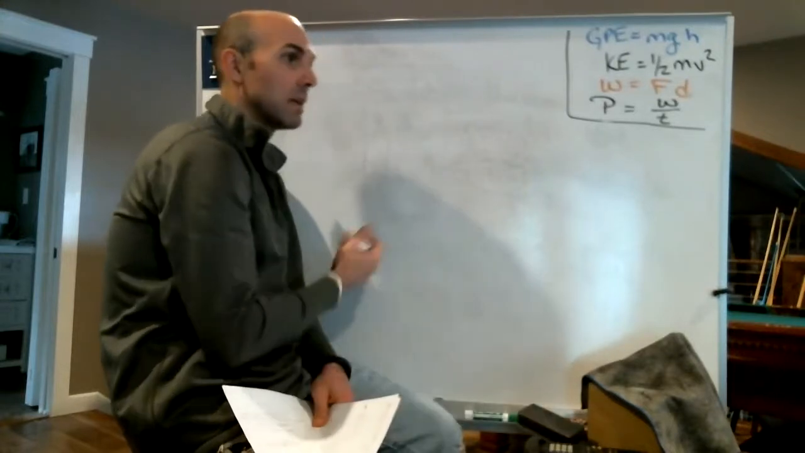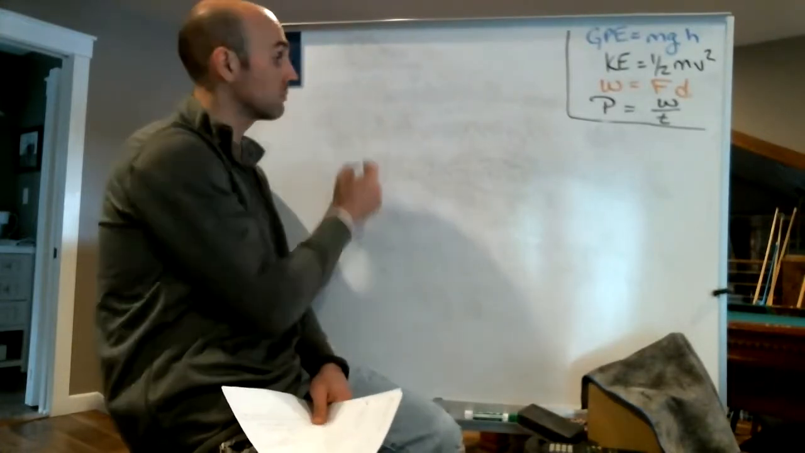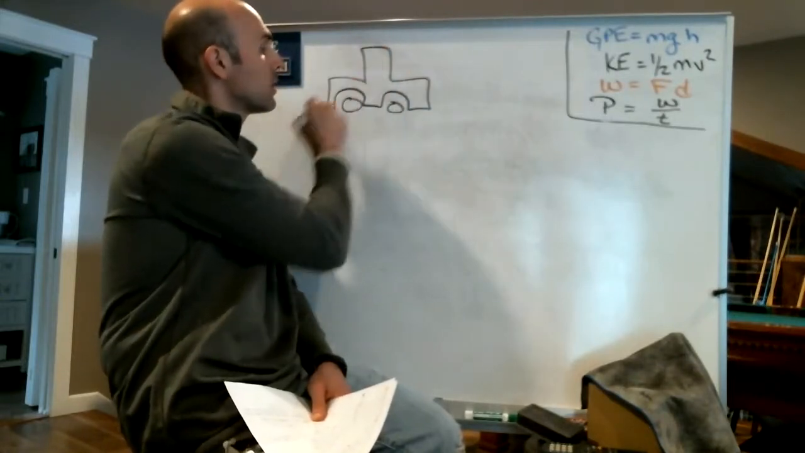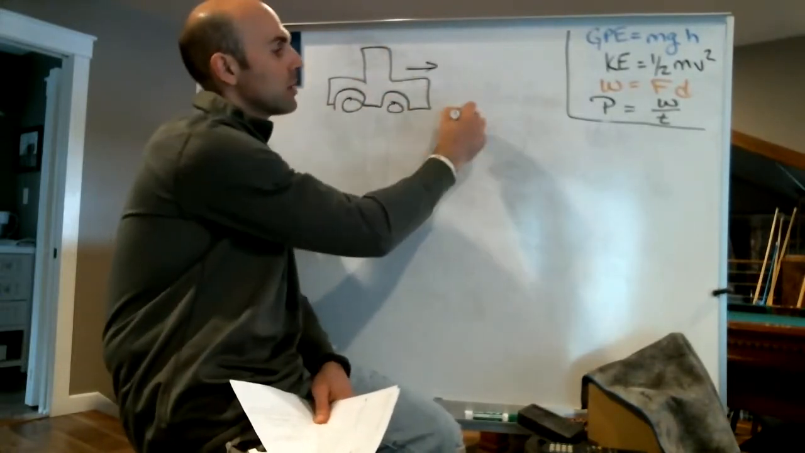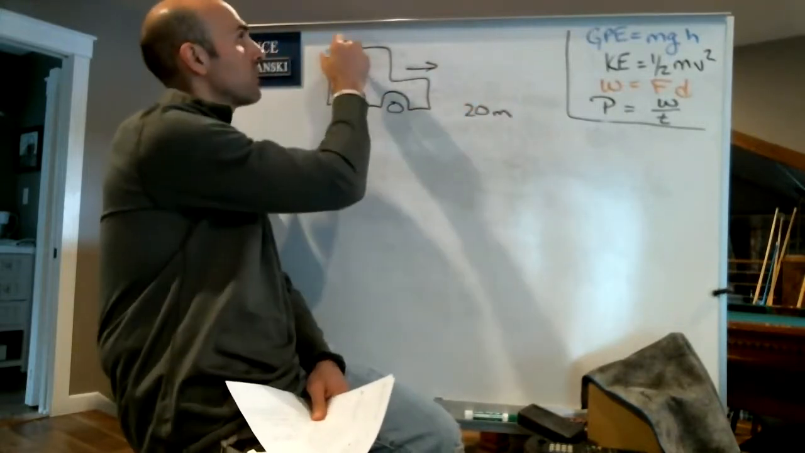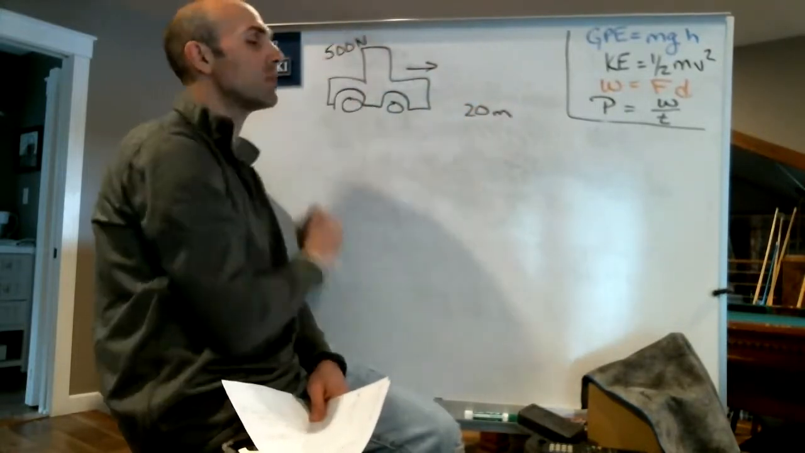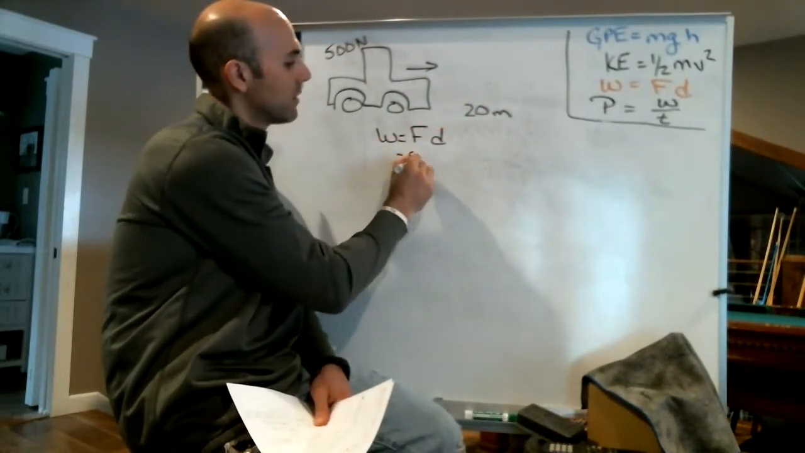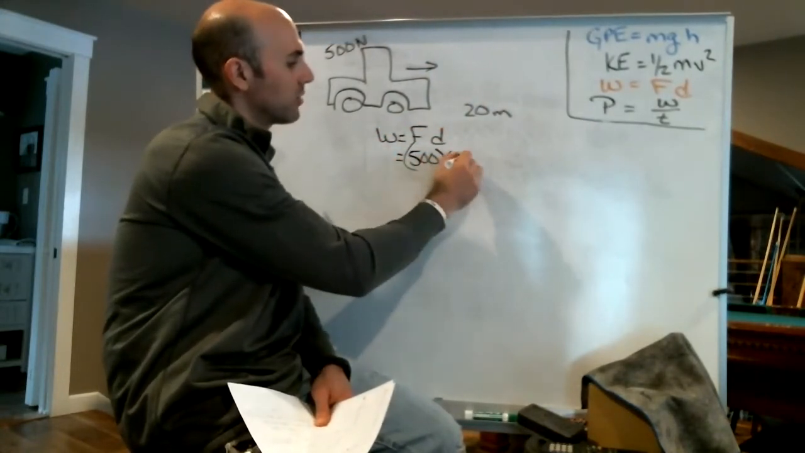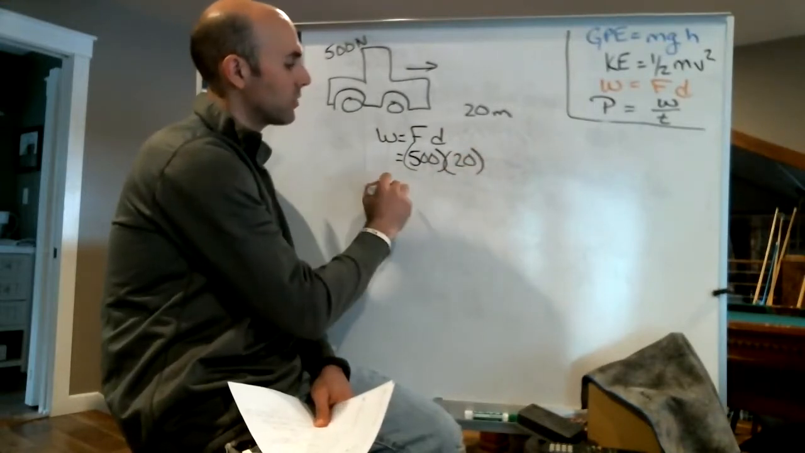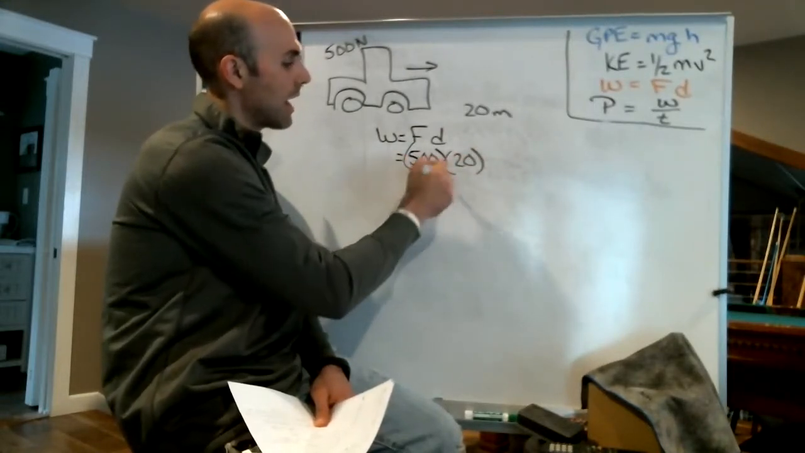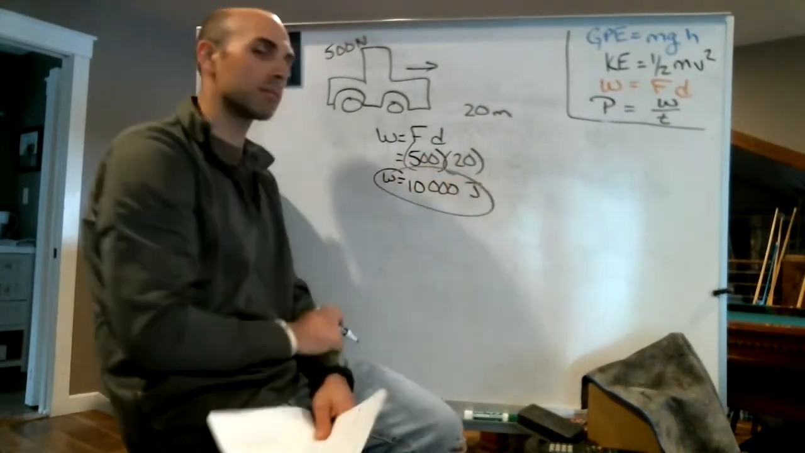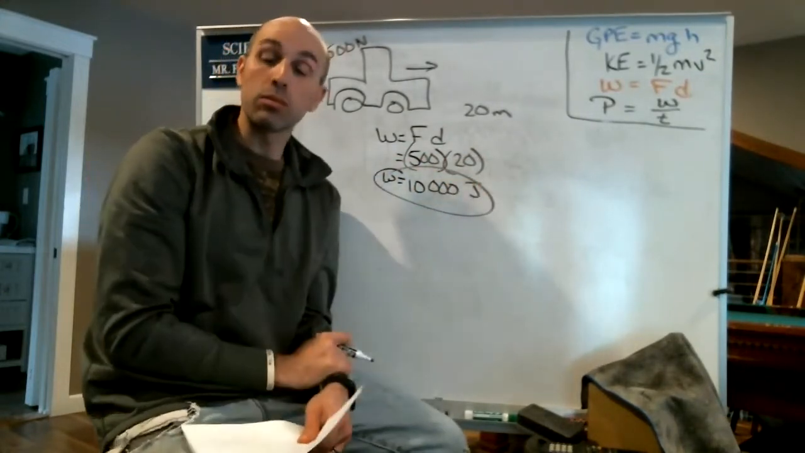Now let's say you're pushing a car, okay? So here's our car. You're pushing a car this direction, 20 meters down the road, and you're exerting a force of 500 newtons. What's the work that you're doing? Work is equal to FD, 500 times 20. 5 times 2 is 10. Tack on the 3 zeros, 10,000 joules. That is your work. Okay, so 2 different ways to approach a work problem.